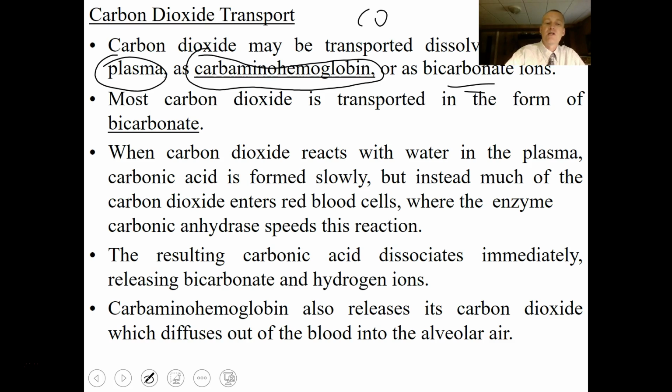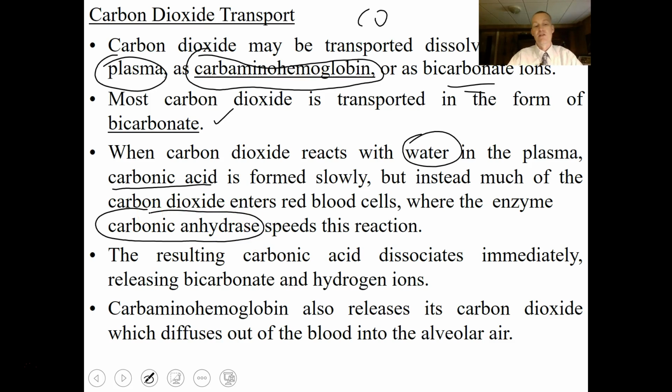So most carbon dioxide, though, is transported as bicarbonate. This is a molecule that we can use to transport carbon dioxide safely to the lungs. When carbon dioxide is produced by the cells and goes into the plasma of your blood, it reacts with water to form an acid called carbonic acid. This carbonic acid is formed because there's an enzyme called carbonic anhydrase that will catalyze that reaction. The carbonic acid is then converted by the same enzyme into bicarbonate and hydrogen ions, and that's how it's carried mainly in the bloodstream.